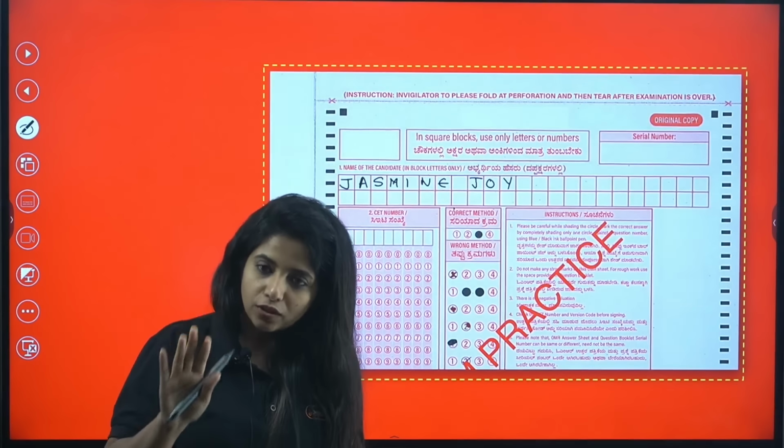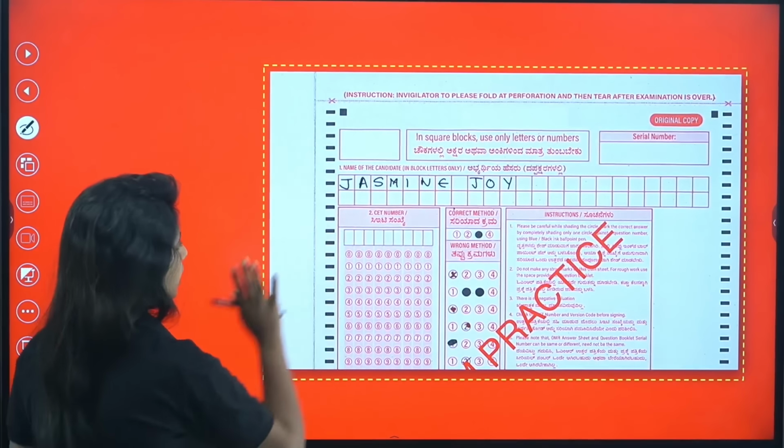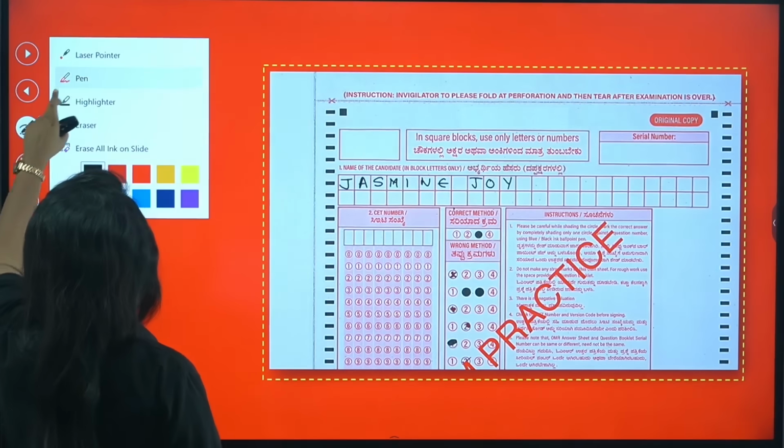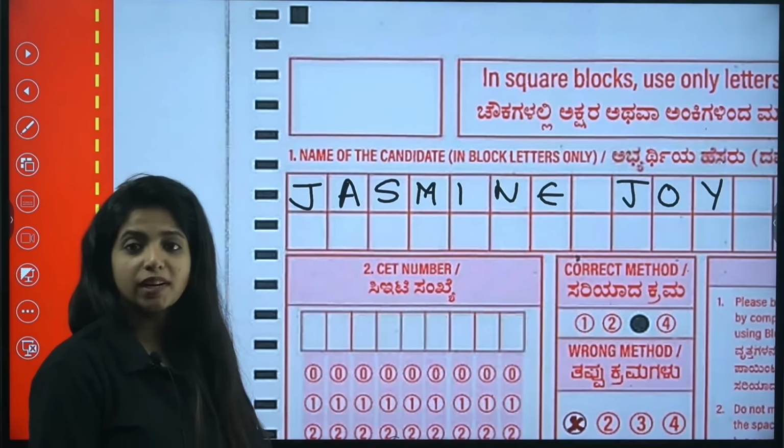No, you can do it as slowly as possible, but just do it. Be cautious. Cool. Okay, the first part is done. Now comes the second part, that is what? Your CET number. Ma'am, I do not have a CET number.